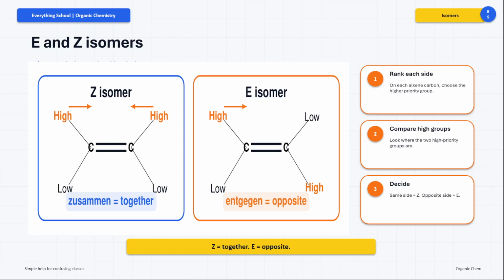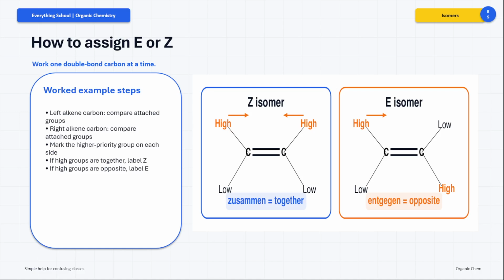Slide 14. How to assign E or Z. Step 1. Look at one carbon of the double bond. Rank the 2 attached groups by atomic number. The atom with the higher atomic number gets higher priority. Step 2. Do the same thing on the other carbon of the double bond. Step 3. Compare the 2 high priority groups.